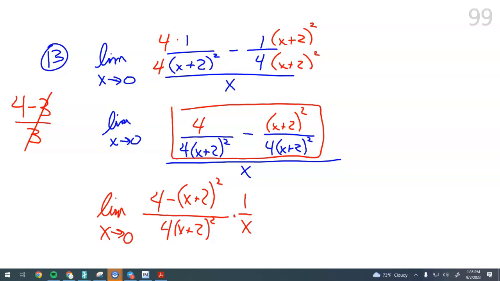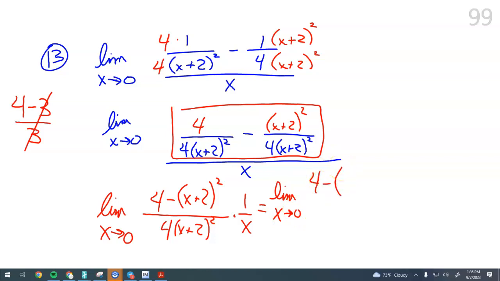So it kind of looks like I'm stuck. Any ideas? Everybody, we're stuck. So I'm going to try expanding out this x plus 2 squared and just see where that gets me. You guys knew that's what it was going to be, but you didn't want to. So nobody said it.